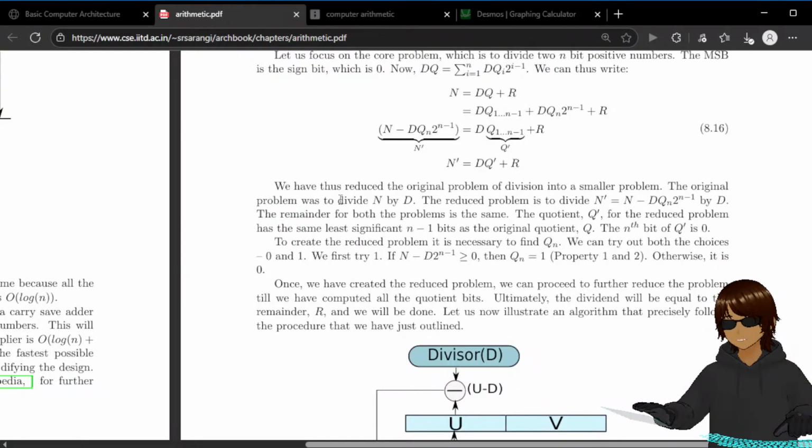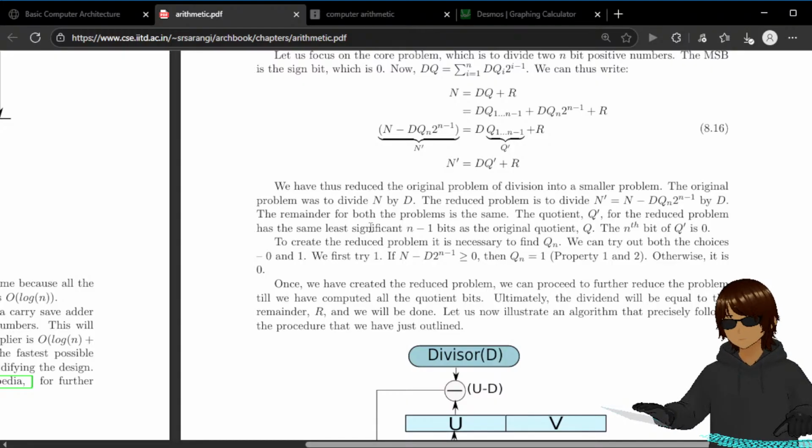The original problem was to divide n by d. We reduce the problem. The reduced problem is to divide n', which is equal to n minus dq_n times 2 to the power of n minus 1, by d. The remainder for both the problems is the same. The quotient q' for the reduced problem has the same least significant n minus 1 bits as the original quotient q. The nth bit of q' is 0.